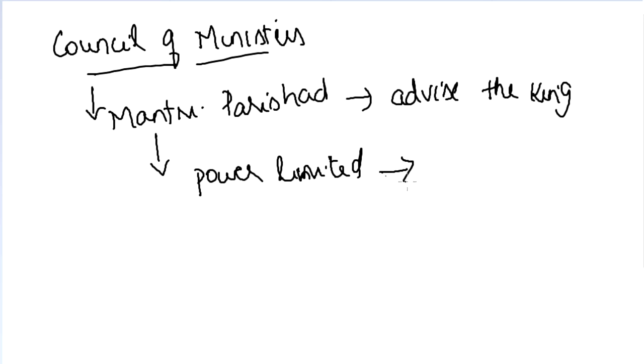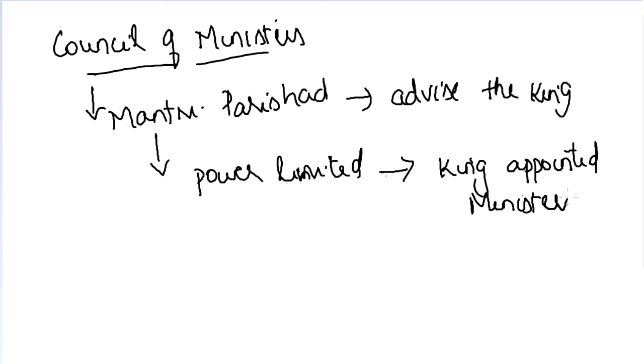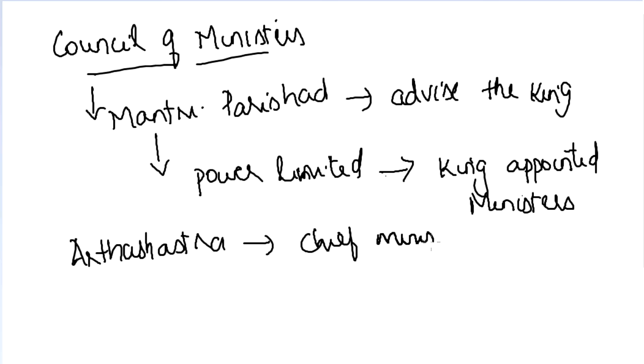Why is it said that the power was limited? Because it was the king who appointed the ministers in the first instance. In the Arthashastra written by Kautilya, we can see about the chief minister, who is called the Mahamantri.